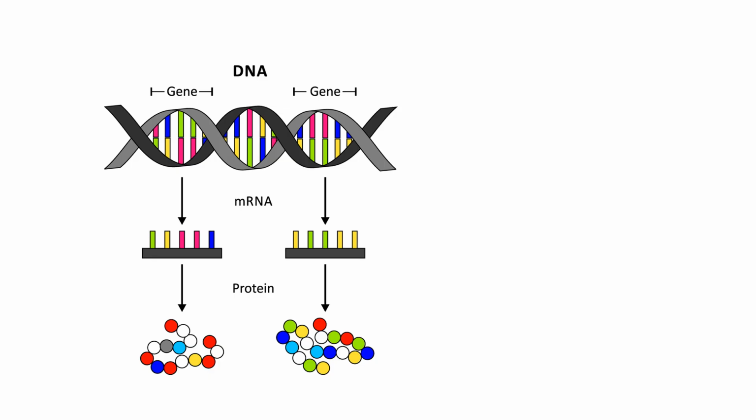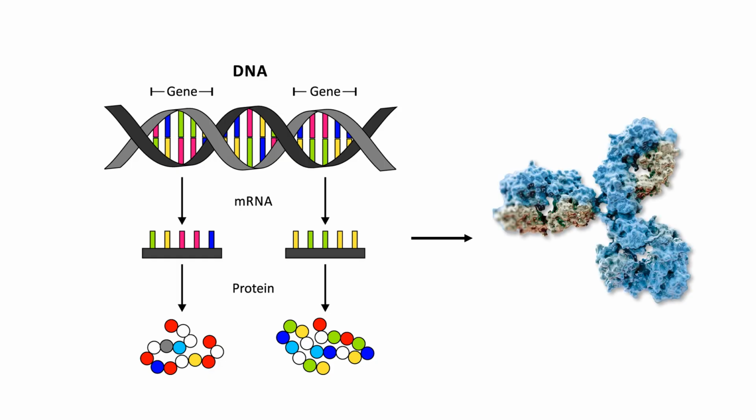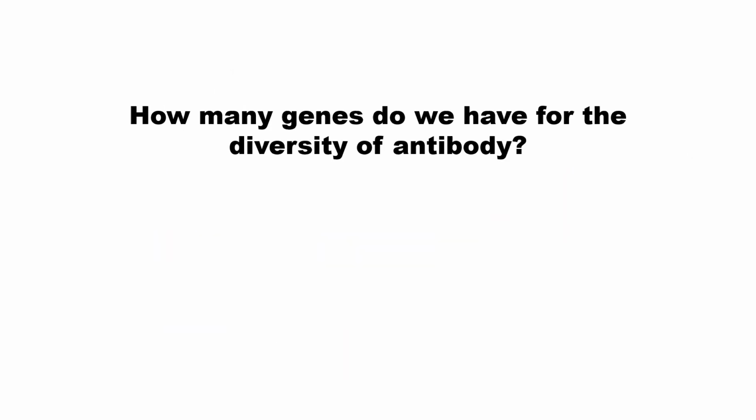If you think the proteins are the product of genes in DNA, our total genome is composed of a little more than 20,000 genes. That means in principle we can make about 20,000 proteins. Now let's think that antibody is also a protein. Then with only 20,000 genes, how can you make millions of different antibodies? What's the magic? So the question is, how many genes do we have for the diversity of antibody?